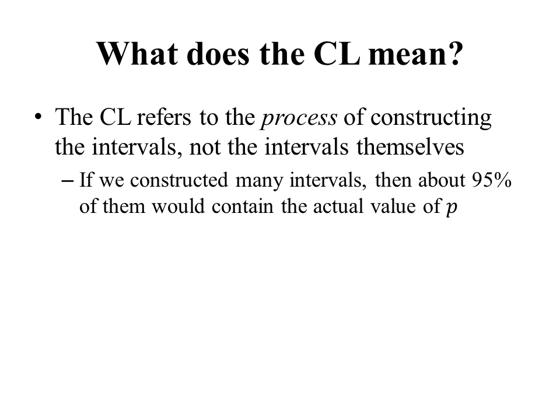So again, the process of constructing the intervals means that, if we were to construct many different intervals, then at the 95% confidence level, about 95% of those intervals would contain the actual value of P. That's what the confidence level means. If we were to work at a 99% confidence level, well, then about 99% of our confidence intervals would contain the true value of P. If we worked at an 80% level, then about 80% of them would contain the true value of P.